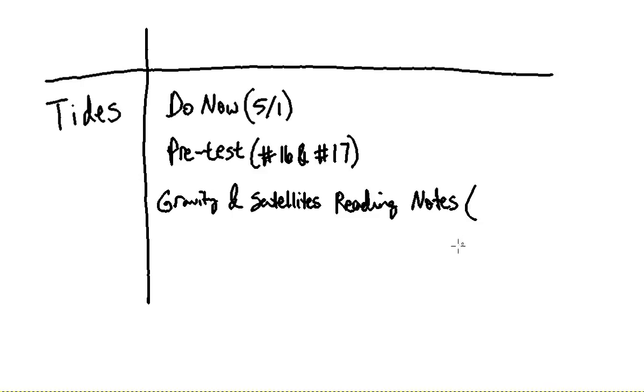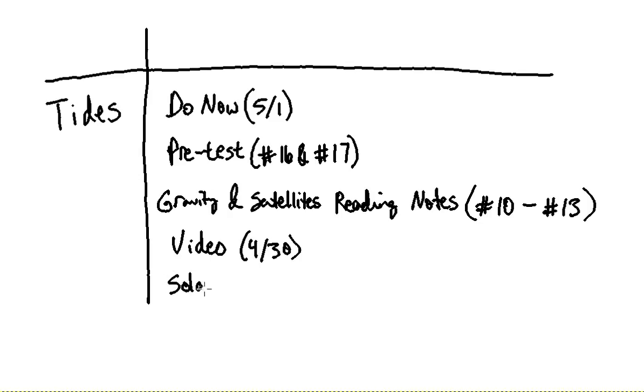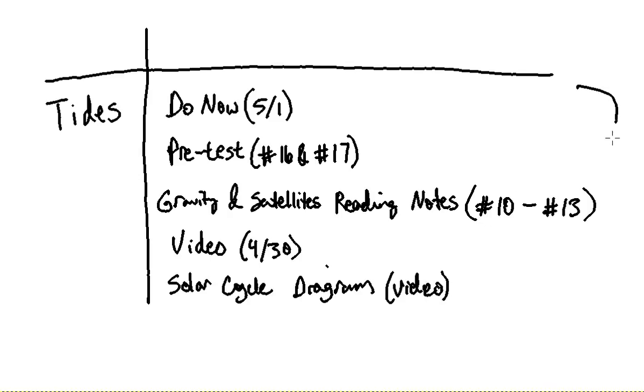This was a series of questions, 10, 11, 12, and 13. So I'm just going to write questions 10 through 13. So four questions for the reading notes that go along with this main idea. The video that you're supposed to watch on the evening of April 30th, and then finally your solar cycle diagram. And you have the video that went along with that, the instructional video of how to do that. So this is everything that you need to study right here.